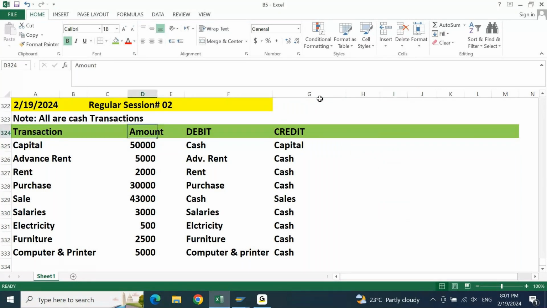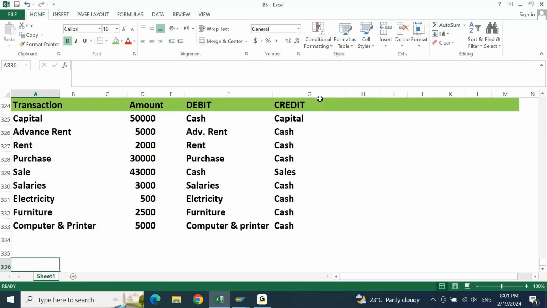Let me put. Sorry, I missed something I wanted to add. Quick question. Sorry? Hello. Yeah, I missed something. I wanted to find out what is the difference between the cash under the debit and then the cash under the credit. Yeah, I think I missed your explanation.